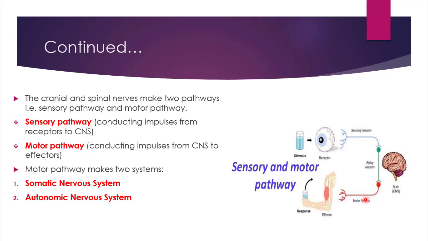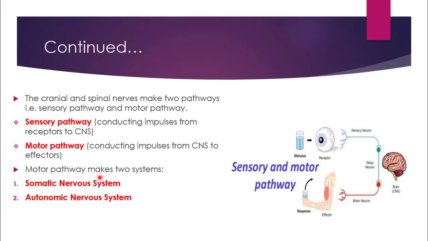Now the motor pathway is the pathway in which the CNS or brain transfers the message with the help of motor neurons to the effectors, which produces a particular response. So these are the two important pathways that are produced by cranial and spinal nerves.